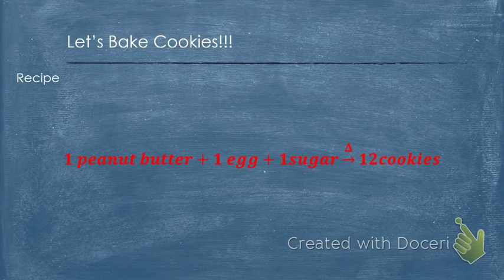So let's transform this into a chemical reaction. So now we have 1 ratio of peanut butter. So the stoichiometry is 1 to 1 egg to 1 sugar, 1 to 1 to 1 to 12. So 1 of each of the reactants will combine to make 12. This little symbol here, the triangle, just means heat.